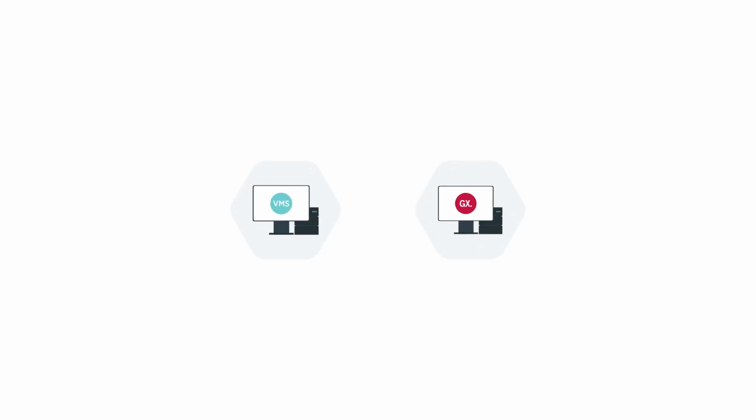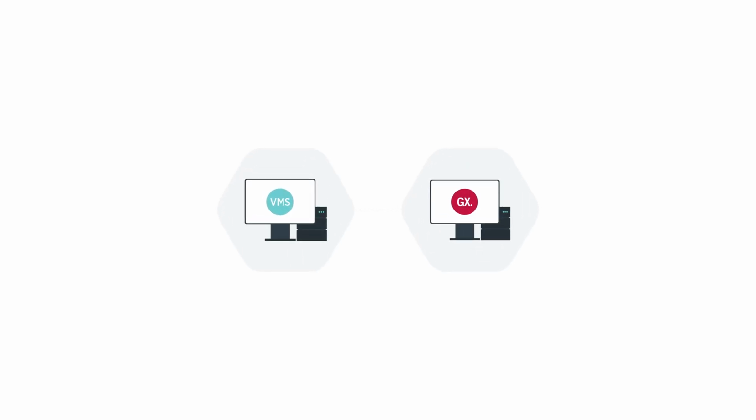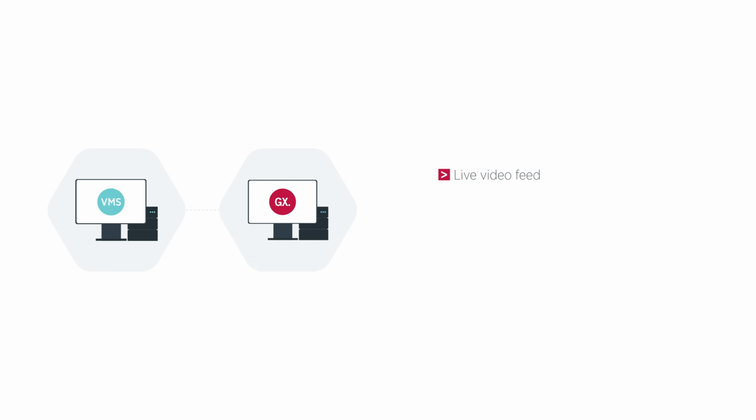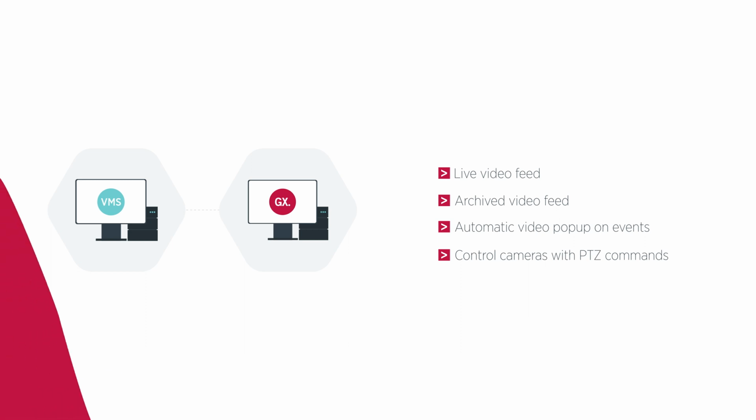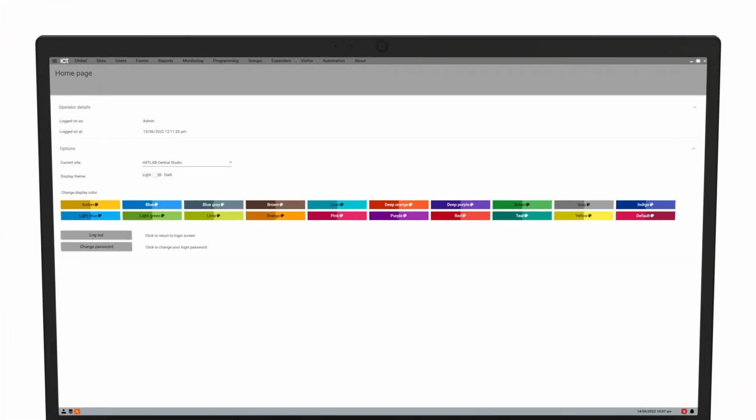The integration between video management systems and Protege GX allows you to view live and archive video feeds, enables automatic pop-up windows on events, and a high-level interface provides two-way communication to easily control camera movement. For this integration, you must program one DVR record.